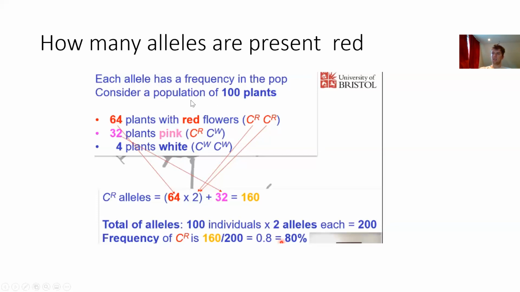So we can see that the 64 red plants each have two CRs, so you multiply by 2. We can also see that a pink plant will also carry a CR, so we have to add 32 to that, which gives us a total of 160. Now we're looking at a total of 100 plants, each having 2 alleles, which gives us 200. So we divide 160 by 200 to give us an 80% chance that the plant will carry a CR allele.